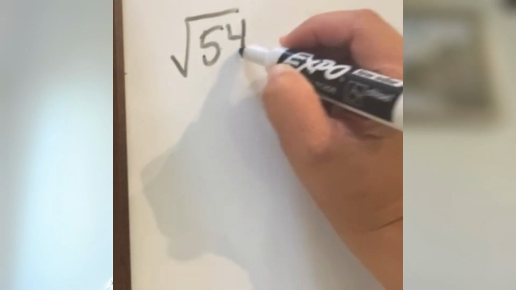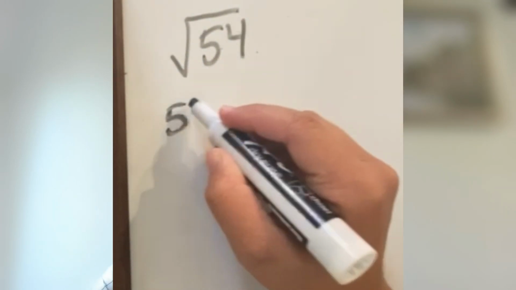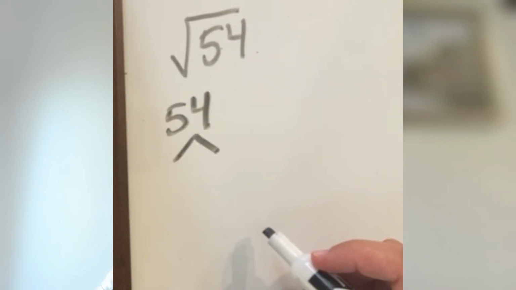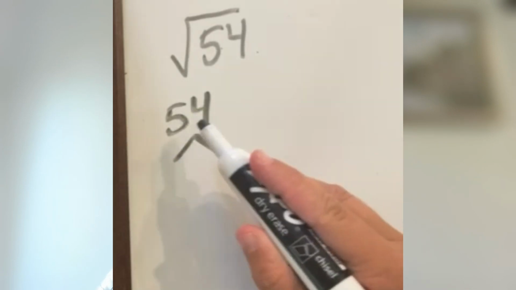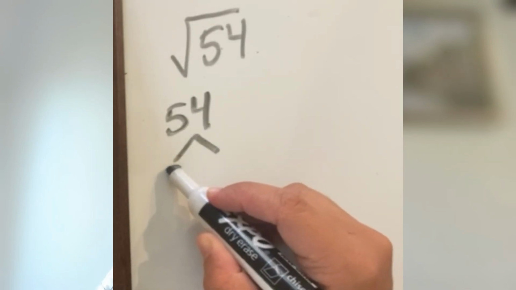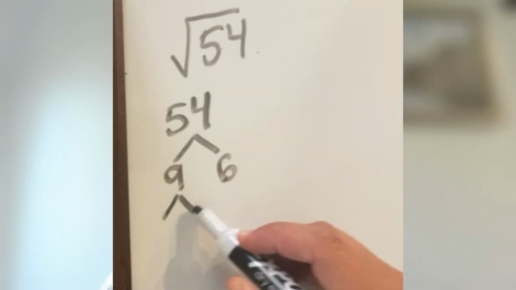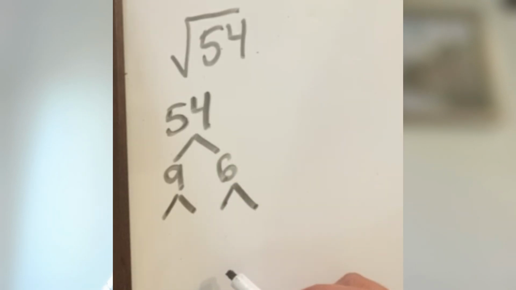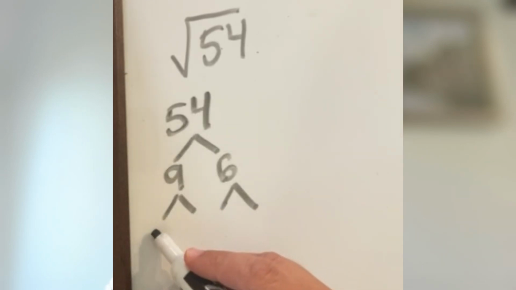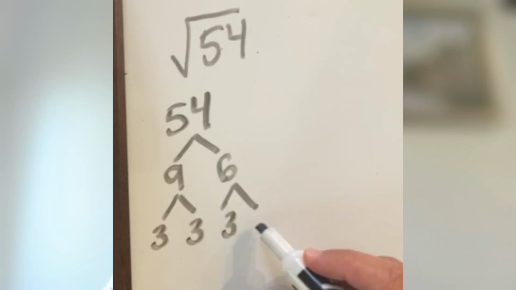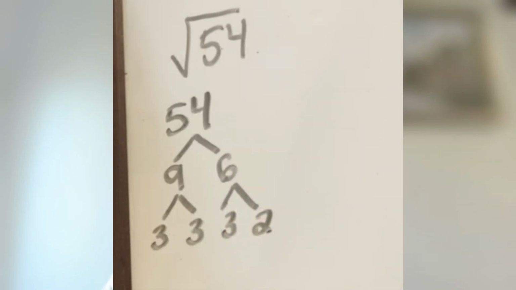Our first example is going to be the square root of 54. So let's pull out 54, and let's make a factor tree and go through the prime factorization. 54. Well, I can think of 9 times 6 will get me 54. So I'm going to branch go to 9 and a branch go to 6. These are not prime numbers, so I can continue with my tree. 9 I can break up into 3 and 3, and 6 I can break up into 3 and 2.